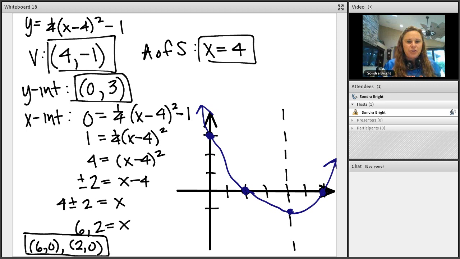And again, make sure you can look at this graph and come up with the equation by looking at it. And hopefully by now you can. Okay, what else?